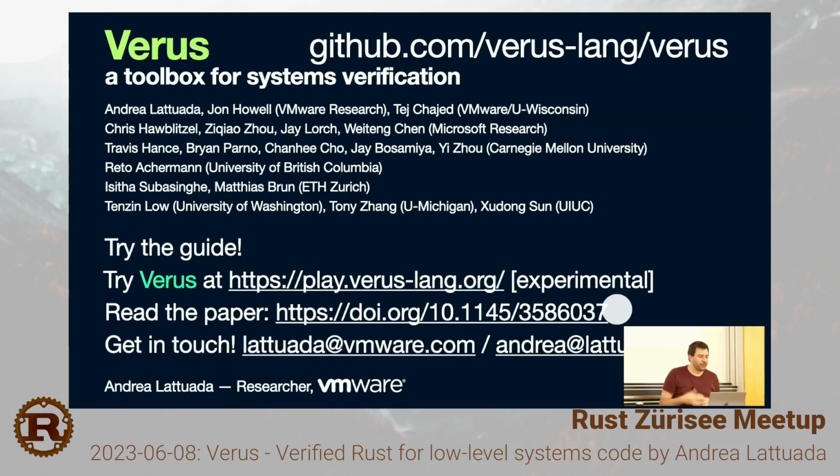So if you're interested, try the guide. Try Verus. Thanks to folks at CMU, we have this cool Rust playground-alike over there. There's a paper if you're academically minded. And if you have questions, or you're trying the tool and things don't work, get in touch, either on GitHub, just open an issue, or shoot me an email. And yeah, I think with that, I'm done.